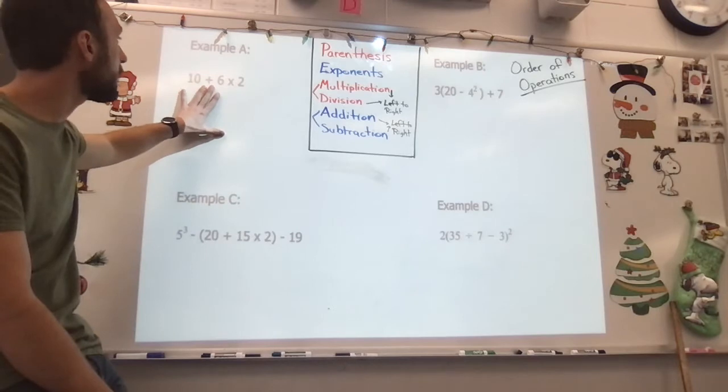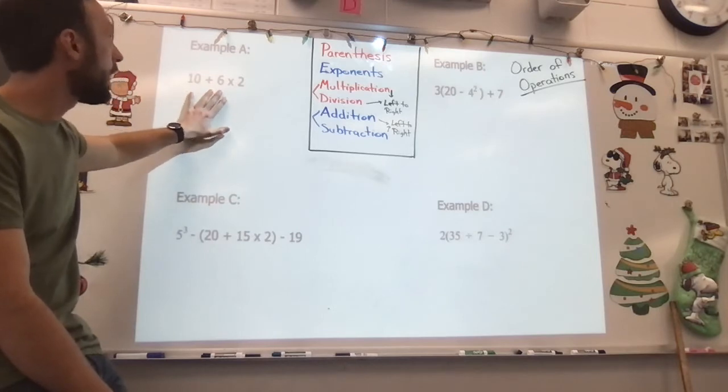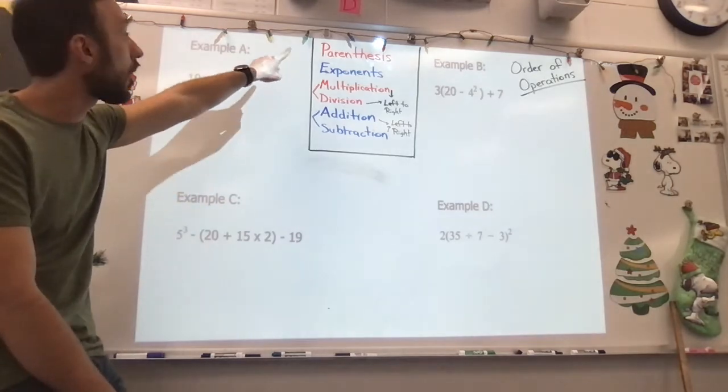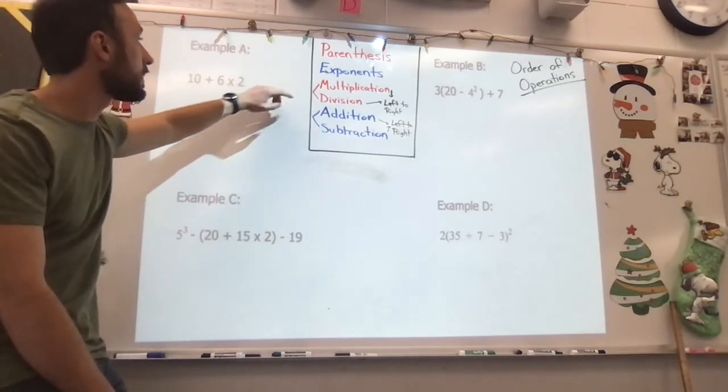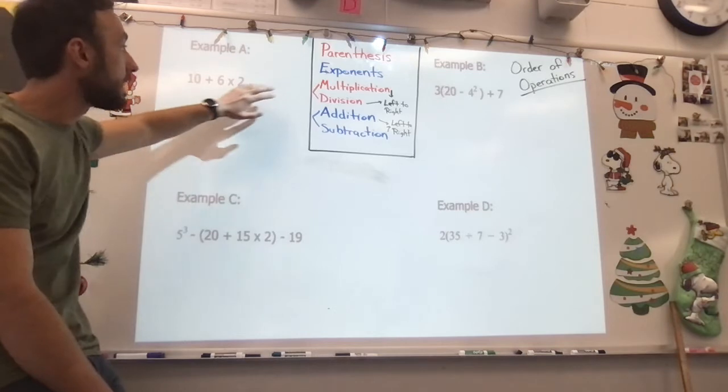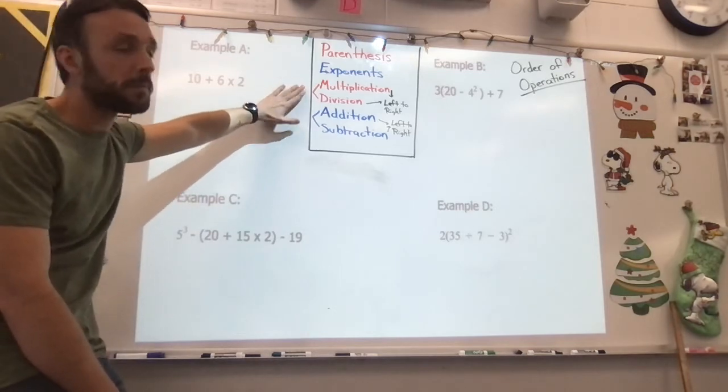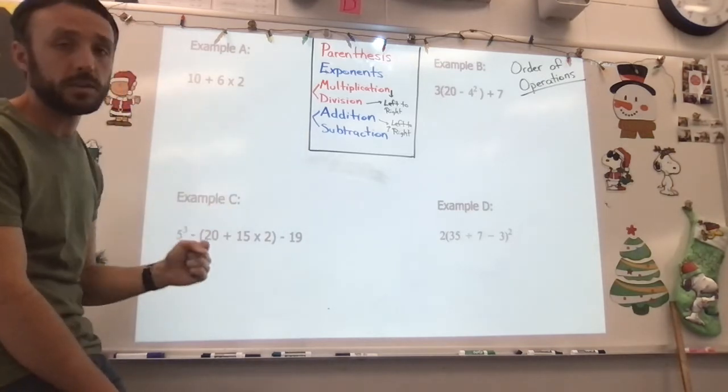Here I have 10 plus 6 times 2. The way I do this is I go through my checklist. Are there any parentheses in this problem? No. Are there any exponents in this problem? No. Is there any multiplication or division in this problem? Yes. So I'm going to do that first.